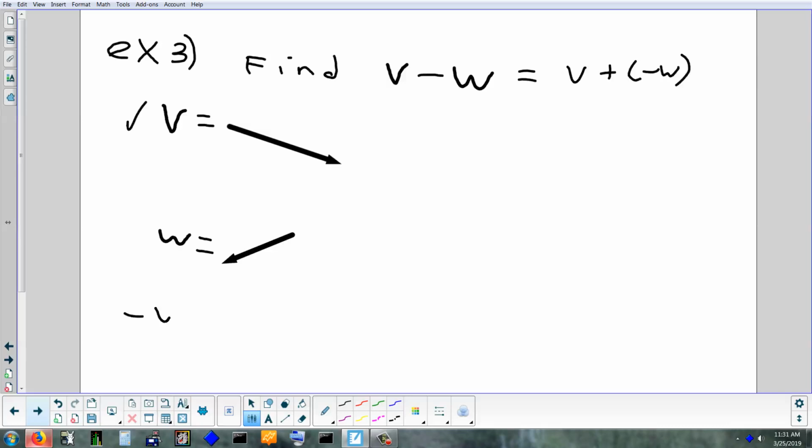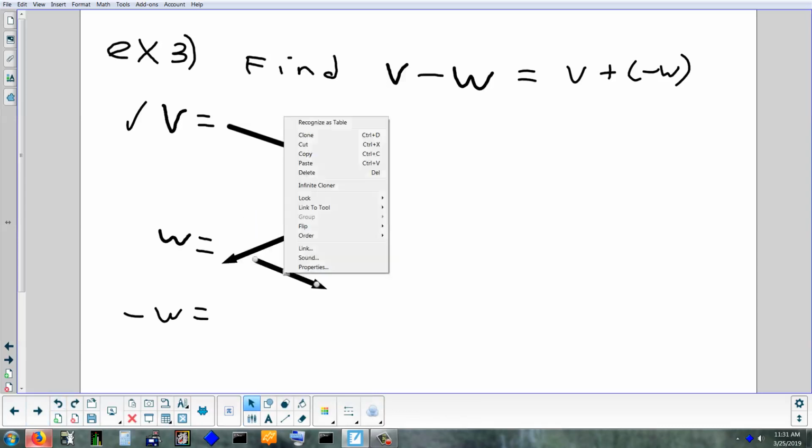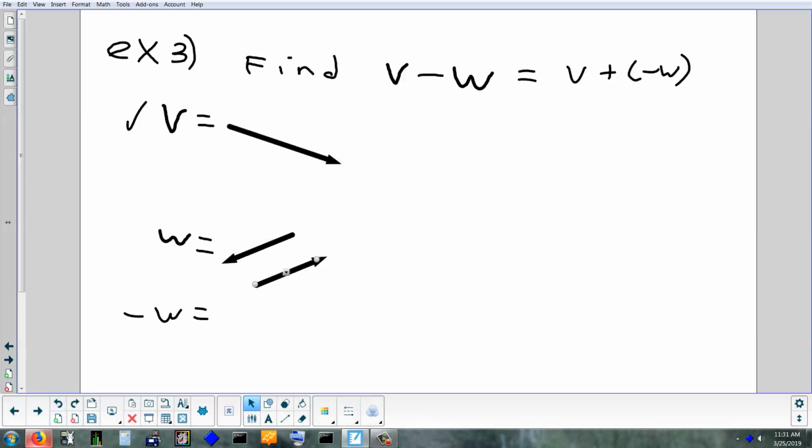I need negative w. Now, all it's going to do is point the other way. But I can actually do it exactly like this. On this board, I can make a copy of it by going like that. And then if you flip it horizontally and then you flip it vertically, that's the same as rotating 180. I just don't have a button that says rotate 180. So now I have negative w.